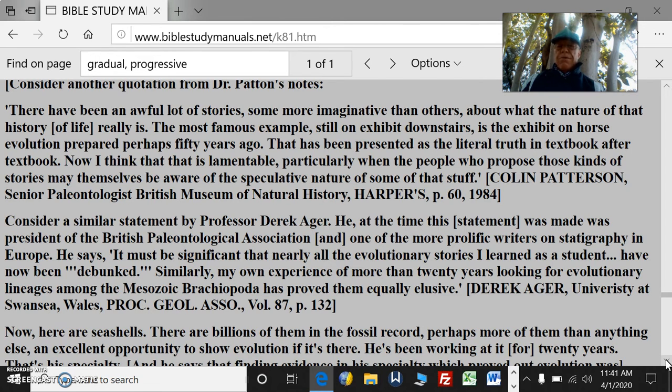Consider a similar statement by Professor Derek Ager. He, at the time this statement was made, was president of the British Paleontological Association and one of the more prolific writers in stratigraphy in Europe. He says, it must be significant that nearly all the evolutionary stories I have learned as a student have now been debunked. Similarly, my own experience of more than 20 years looking for evolutionary lineages among the Mesozoic brachiopoda have proved them equally elusive.